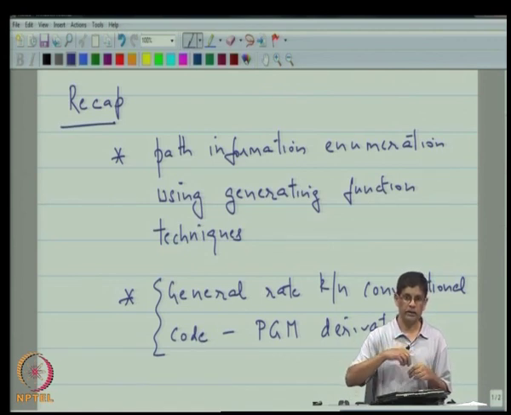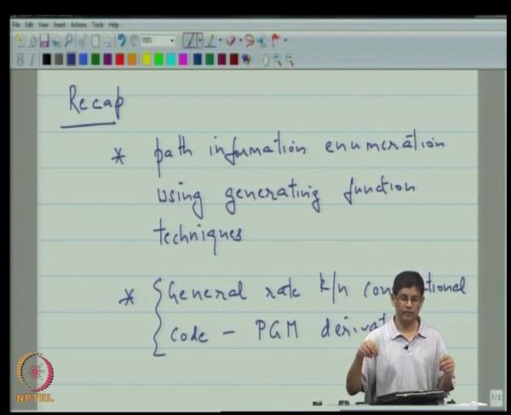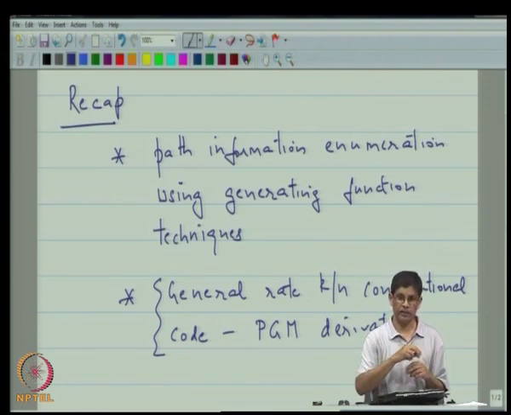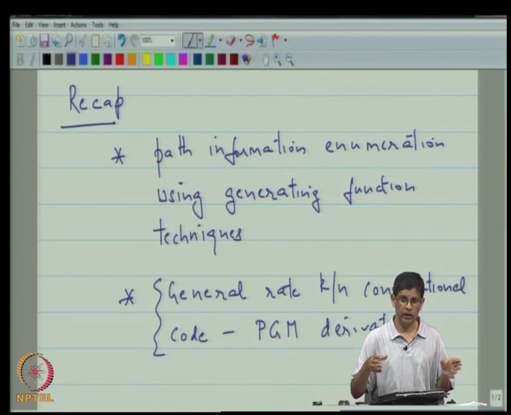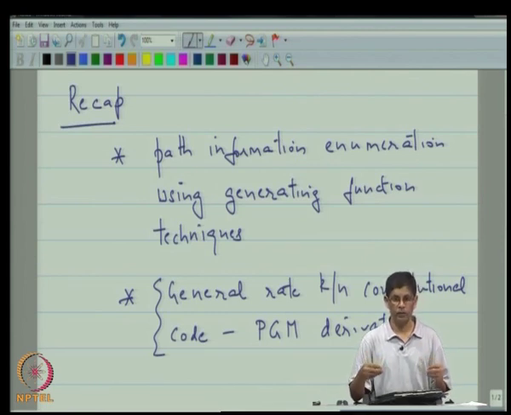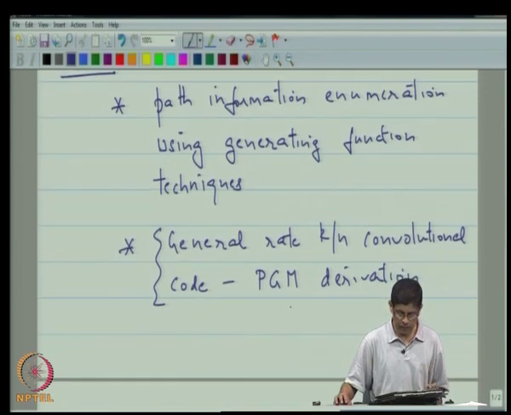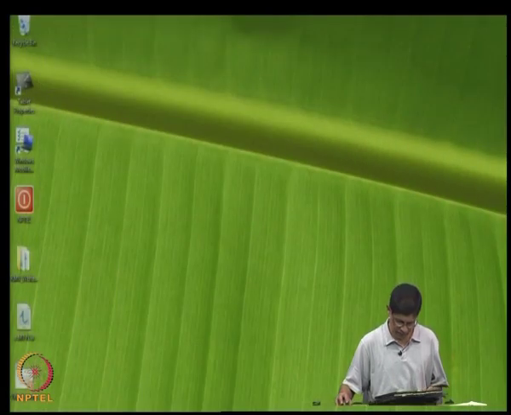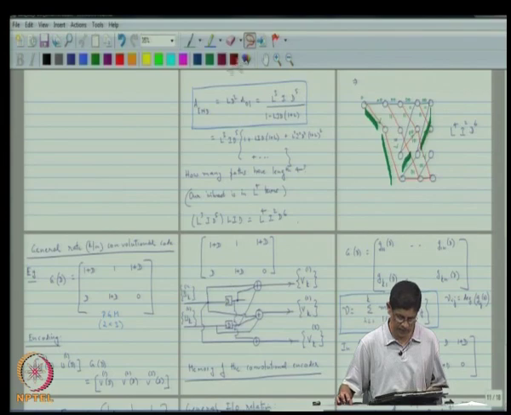That is why we call it path enumeration. For each path we associate the length of the path, which you can think of as the number of message symbols for a rate 1 by n code, or the number of edges traversed by the path. Then we kept track of the input Hamming weight, that is the number of message symbols equal to 1, as well as the output Hamming weight, which is the Hamming weight of the code word itself. And also we derived the polynomial generator matrix for a general rate k by n convolutional code. So, perhaps I can just quickly run you through the last lecture here.